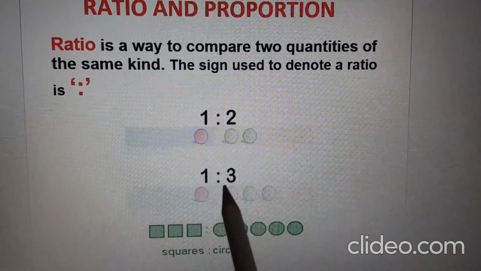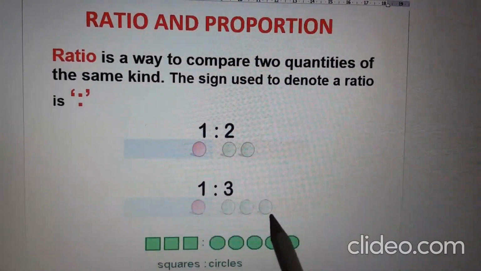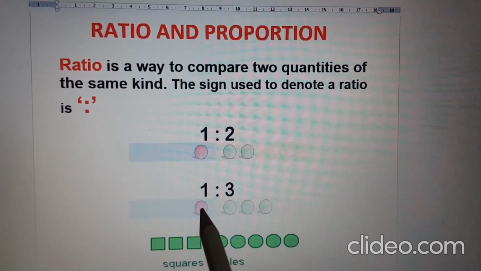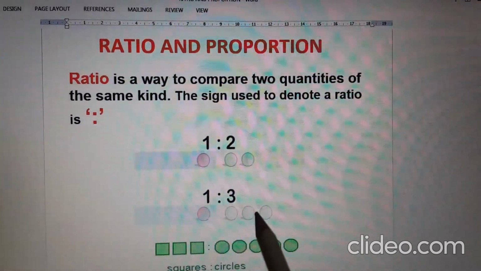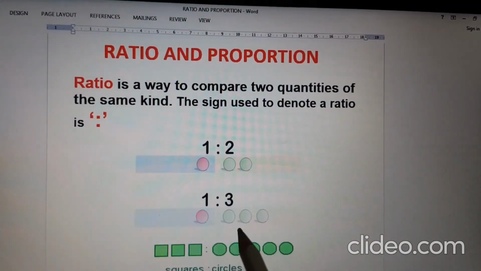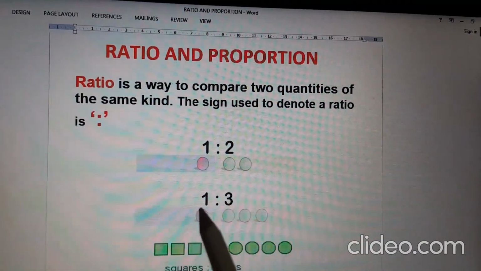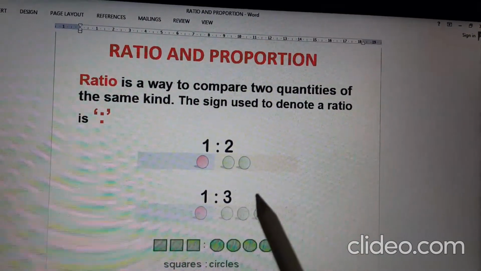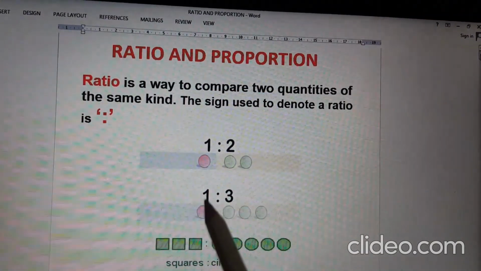In the second picture we see there is one pink ball and 3 green balls. We can say that green balls are 3 times of pink ball. Thrice means 3 times. Or pink ball is 1/3 of green balls. We can write it as a ratio 1:3. 1 is pink ball, 3 are green balls. We can write 1:3.